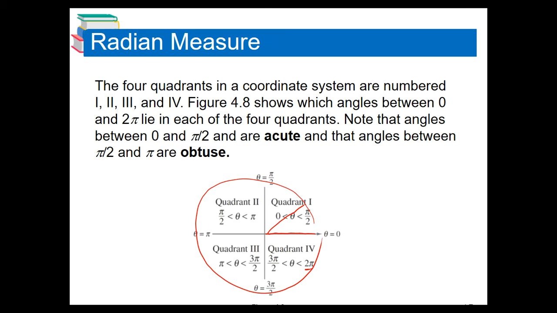Notice angles in Quadrant 1 are acute. Angles in Quadrant 2 are obtuse. Of course, if you looked at going the other direction, negative angles down into those quadrants, it would work the same way.